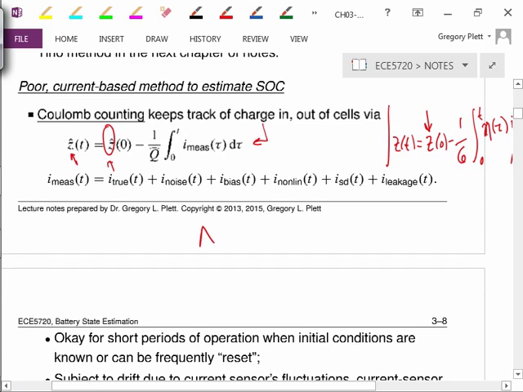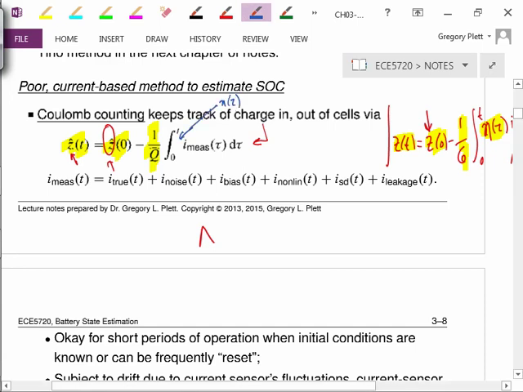So over on the left-hand side, I used to have a Z of t. I now have a Z hat of t. I'm estimating state of charge right now. I used to have Z0. I now have Z hat of 0. I'm estimating what the initial state of charge was when I started my battery pack. I've got 1 over Q. Well, I don't know Q exactly, so I have 1 over Q hat. That's my estimate of capacity. Here I have eta of tau. I could actually put that in here.